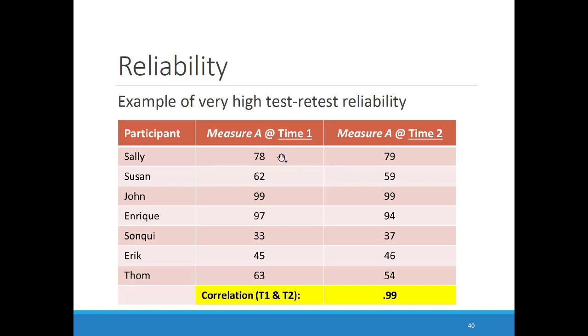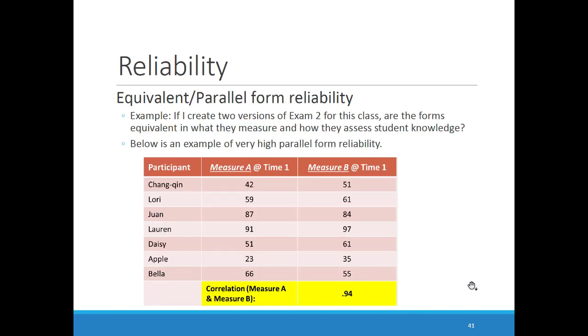At time 1, Sally had a 78. At time 2, she scored a 79. Those are very similar. Susan scored 62 at time 1 and 59 at time 2. Again, they're fairly similar. And we can go through each person and see that their scores are fairly similar from time 1 to time 2. And in fact, if we calculated a correlation of the numbers in the time 1 column with the numbers in the time 2 column, we would get a correlation value of 0.99, which is very high.